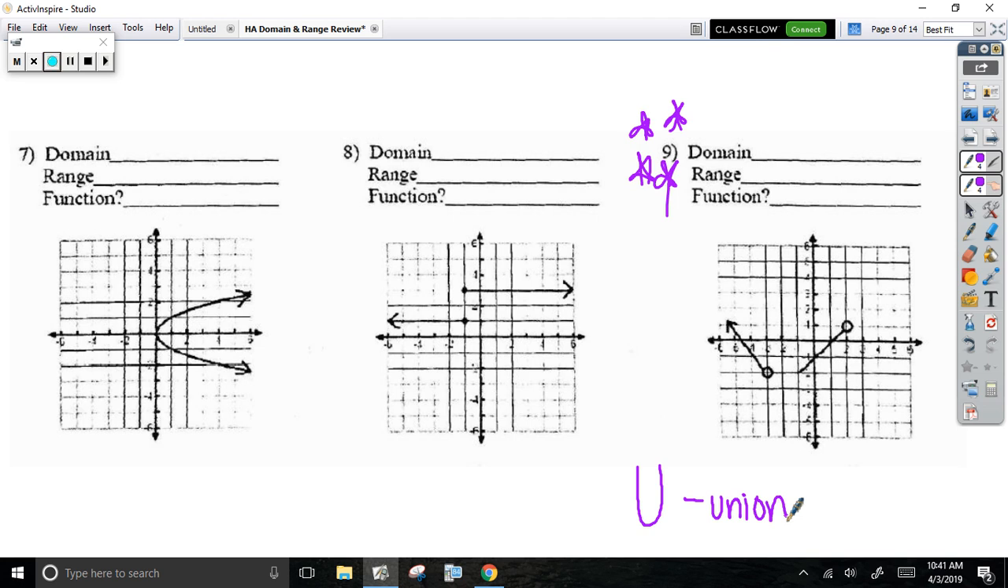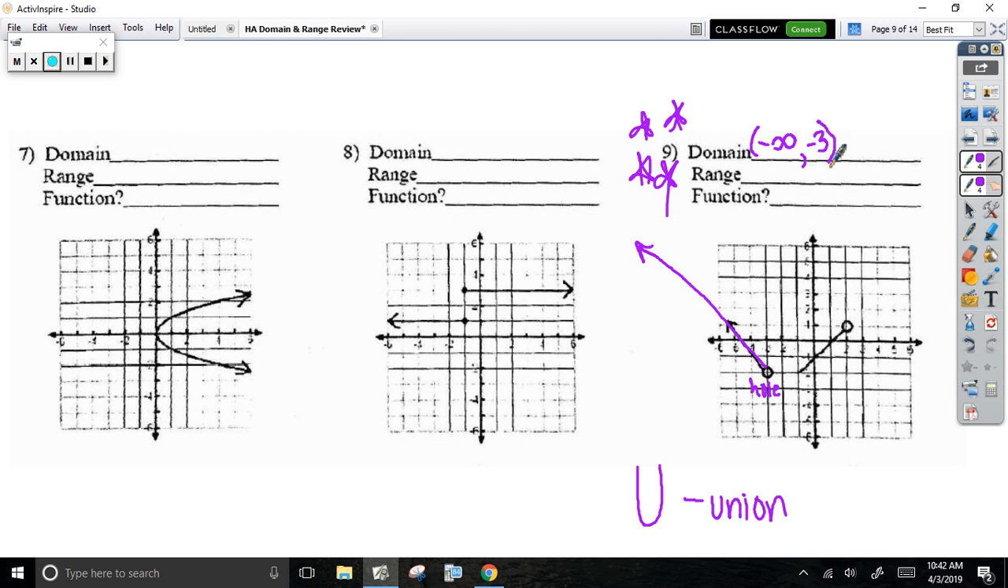Okay, so we'll start for domain, left to right. So the furthest left it can ever go is forever. Forever into the negative would start out negative infinity. Travel along. We get to negative 3 and there's a hole in the graph. So I'm going to put comma negative 3, but would I use a parenthesis or a bracket if it doesn't actually touch that number? A parenthesis.